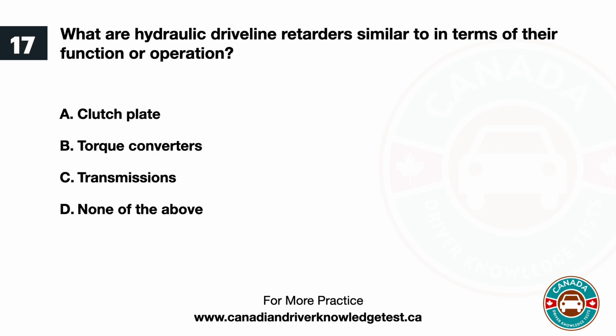Question 17. What are hydraulic driveline retarders similar to in terms of their function or operation? A. Clutch plate. B. Torque converters. C. Transmissions. D. None of the above. The answer is B. Torque converters.